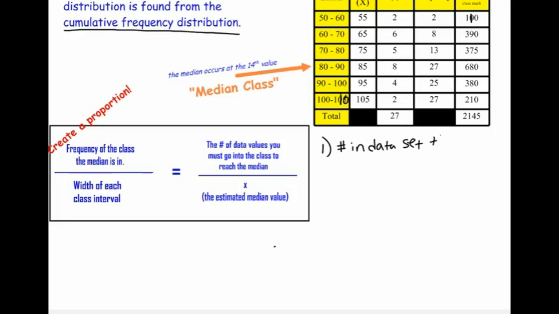that will be the middle value. So if I had 8 items, the fourth thing would be the middle value. Here we have 27 items.